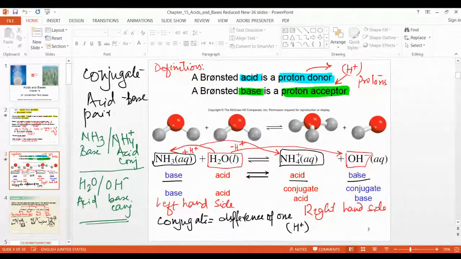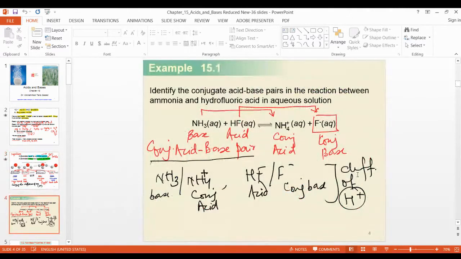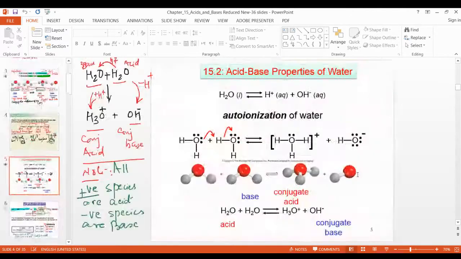And you remember that I already explained plus and minus. Any positive species is always acid, negative species always base. So you can also identify on that basis. Also always see conjugate acid base pair. This is the way how to write. Just go for practice it.